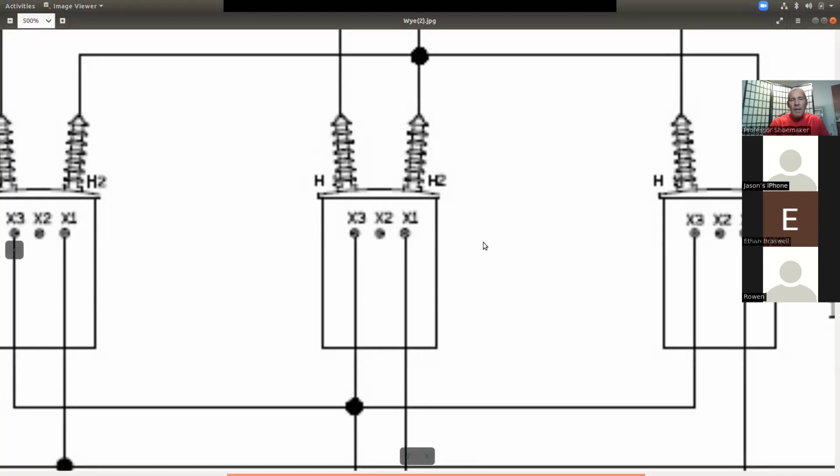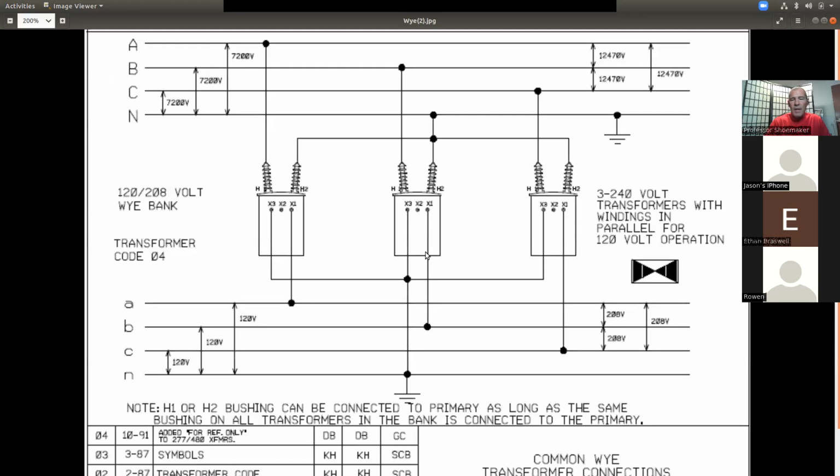That's how it is right now, like right here on this picture. That's why there's only 2 leads coming out. Right. And I'll zoom back out. That is what they mean by this: transformers with windings in parallel for 120 volt operation.